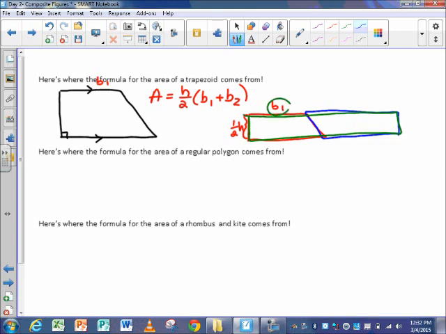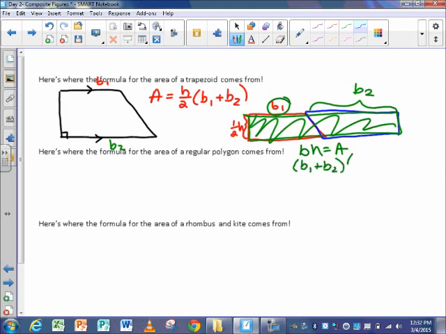That piece right there was B1. This big piece on the bottom of the blue came from here. It's B2. Now I have a rectangle. And my rectangle has an area of base times height. And the base is B1 plus B2. And the height is half the height of the original trapezoid.